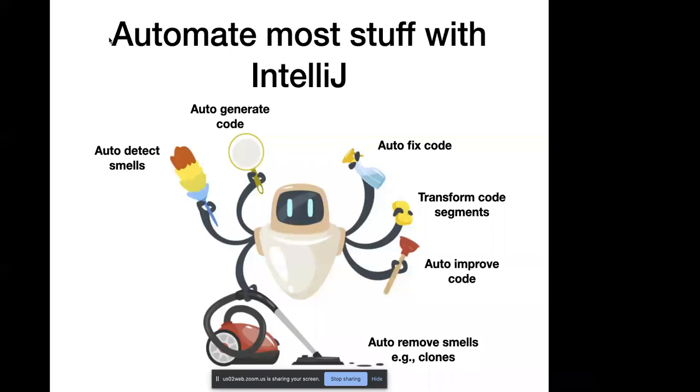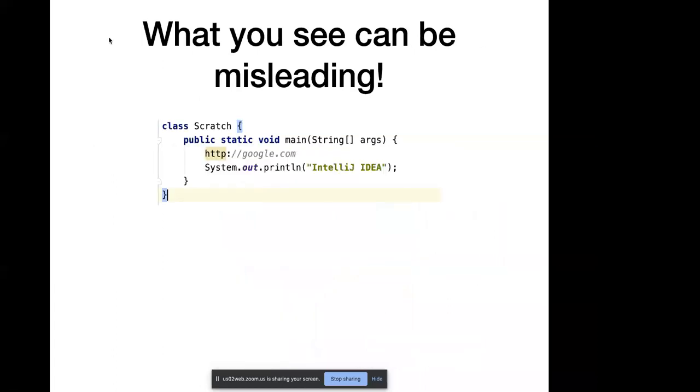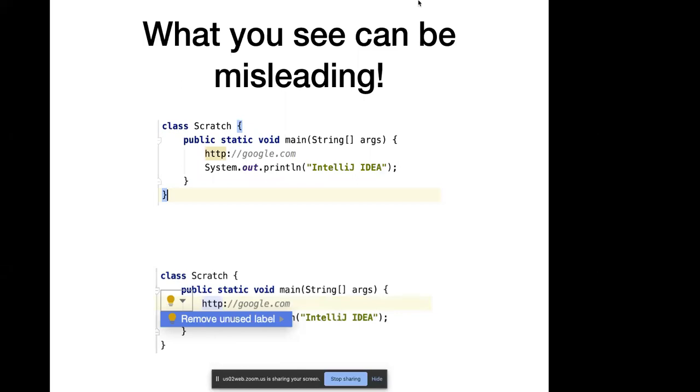And before we go into that, I am actually covering the automated aspects as well. For example, how do we automatically remove the unused imports, etc.? Many of the things you see in the code are misleading. Like here, this http colon google.com, if you observe it carefully, it is in italics, which means it's unused code. So this yellow bulb is very useful because I can do actions based on that. I can do alt enter and I can remove that.